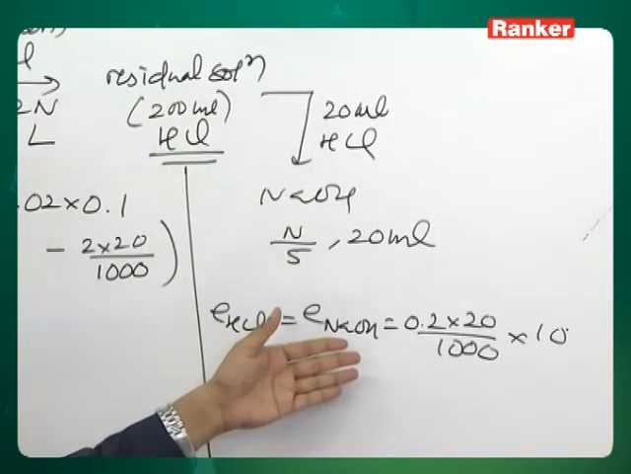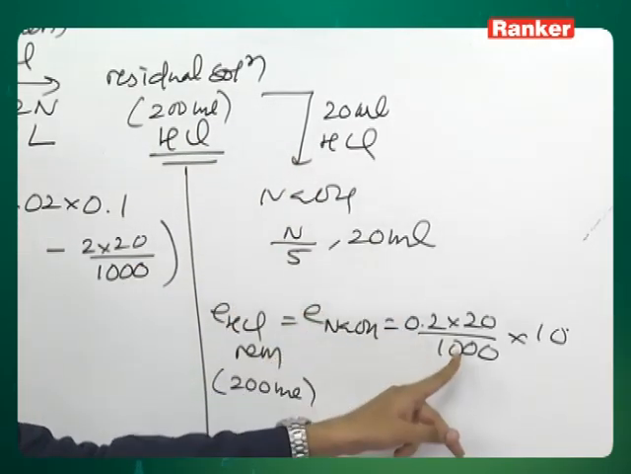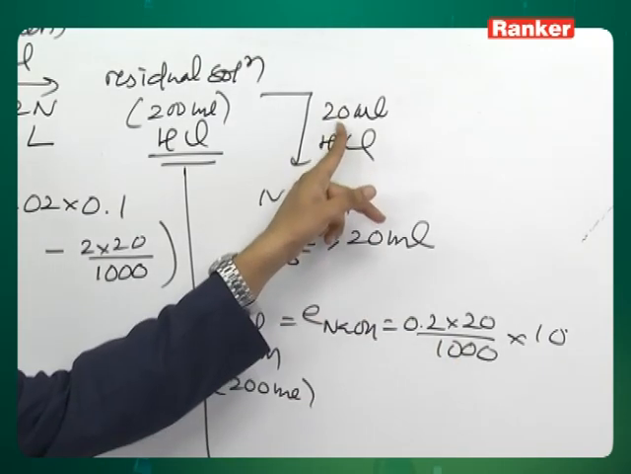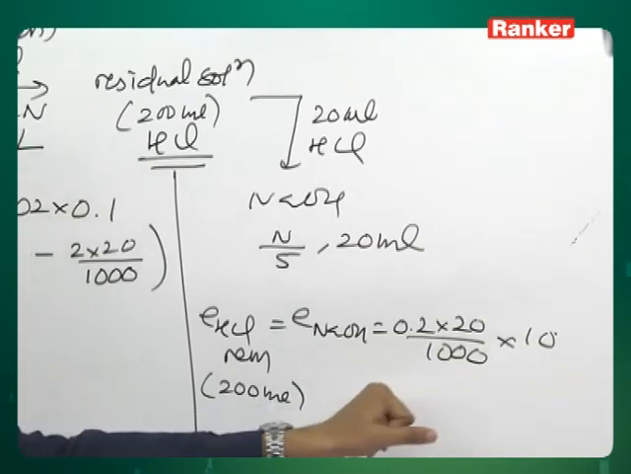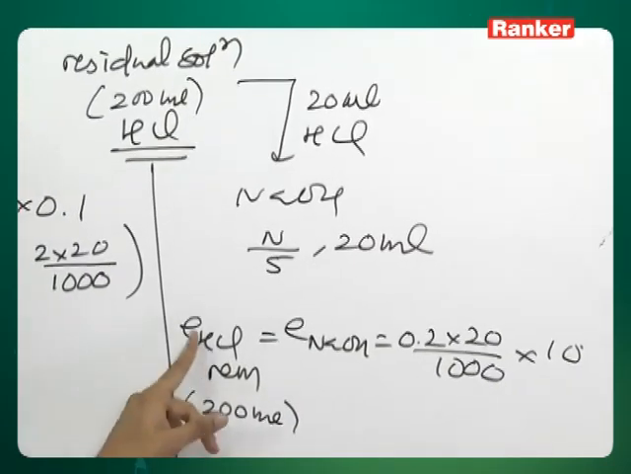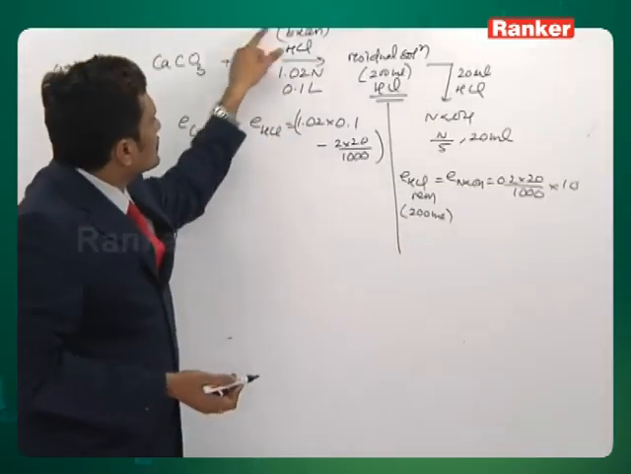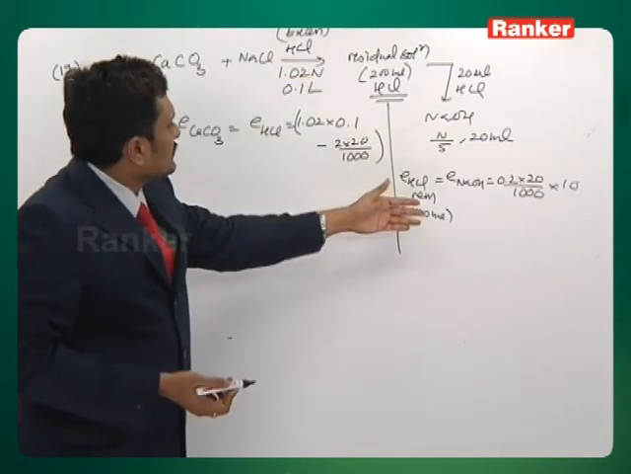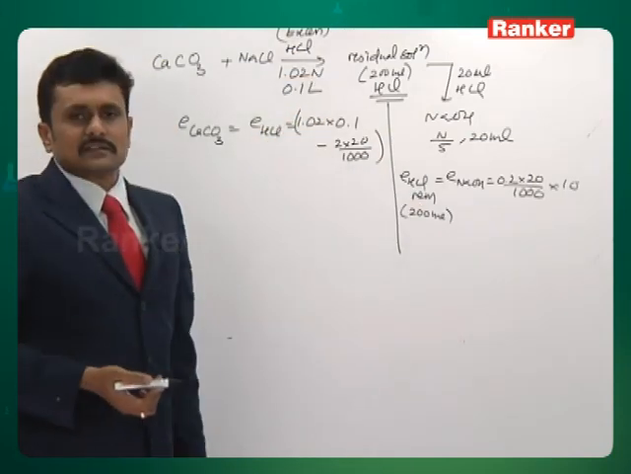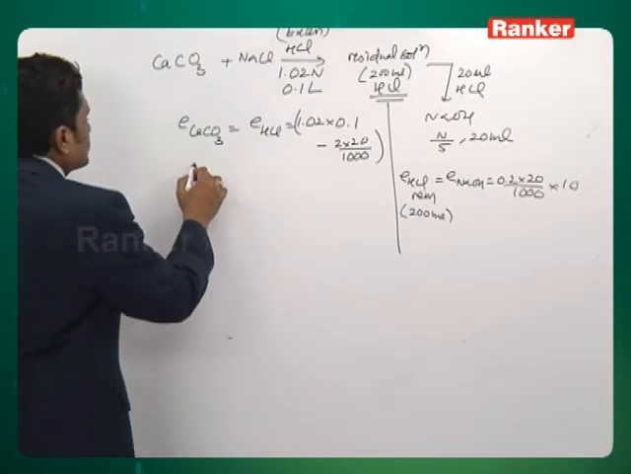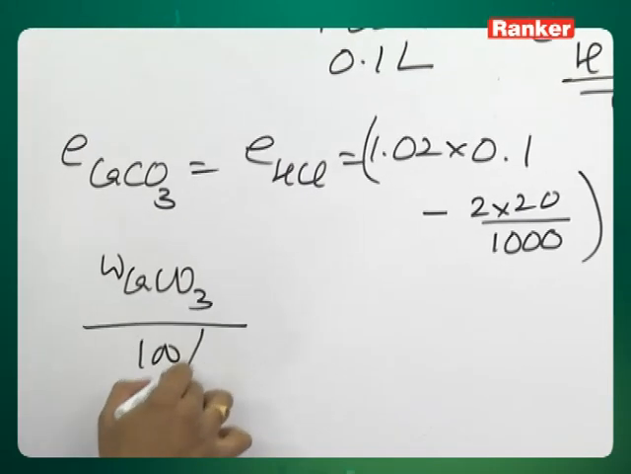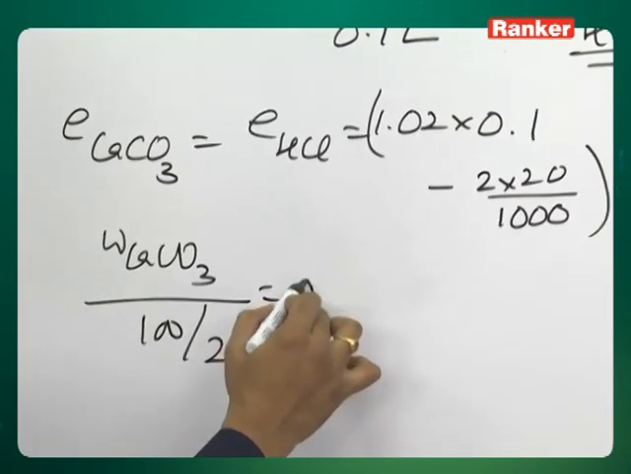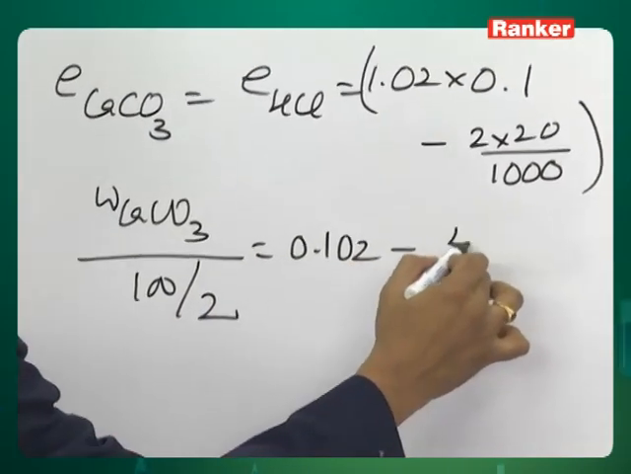So the gram equivalents I found, normality into volume in liter. These are present in 20 ml, hence I found out in 200 ml by multiplying with 10. Then we have the equivalents of HCl that are remaining. This many equivalent HCl we have added initially. This many are remaining. Then the reacted are the difference, which I will be writing as weight upon equivalent weight. That is molecular weight upon N factor is turning out to be this much.